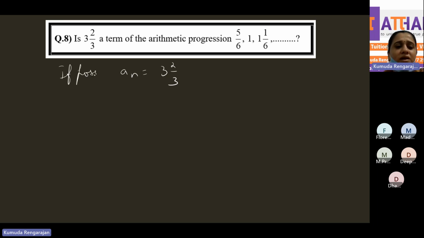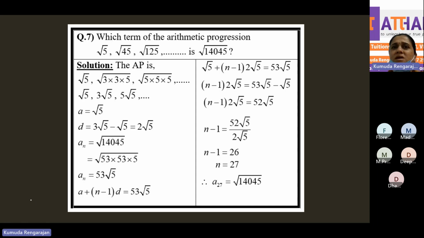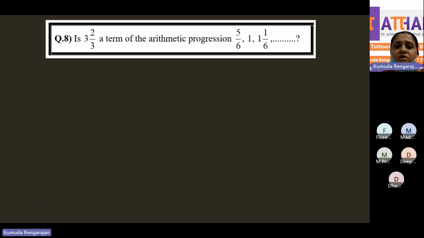If possible, let a_n be 2 by 3. And do the same procedure. Like you did here. Same thing. Substitute for a and d and find n. Substitute for a and d. You know the first term. You know the common difference.